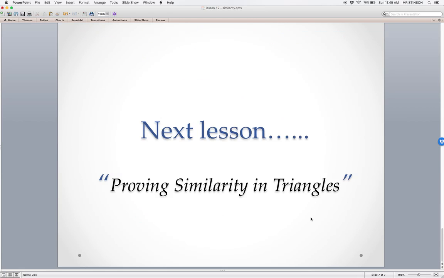Okay. Next lesson, we're going to actually look at proving similarity in triangles, which is quite similar to congruency proofs.